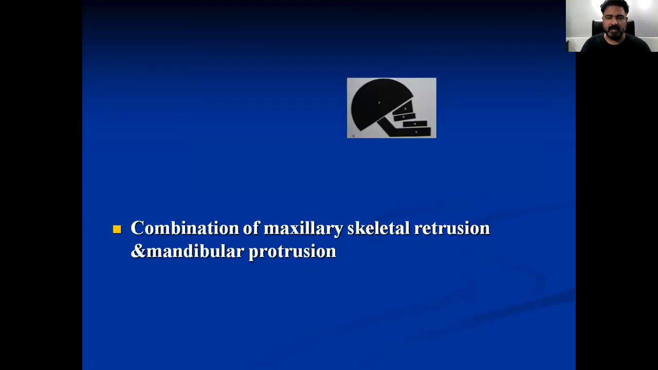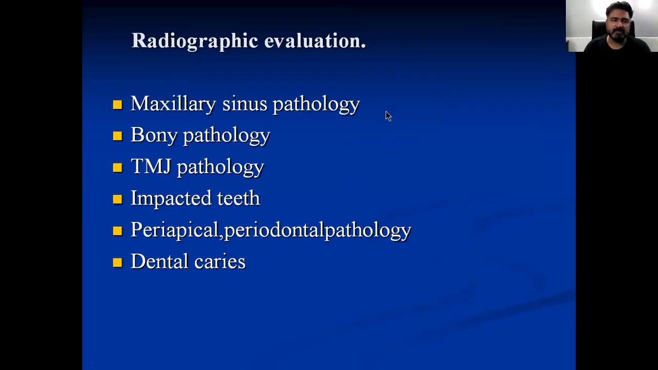Combination of maxillary and mandibular. You see, maxillary is here retruded and mandibular is protruded. So it is a class 3. Then in radiographic evaluation, sinus pathologies should be evaluated first.